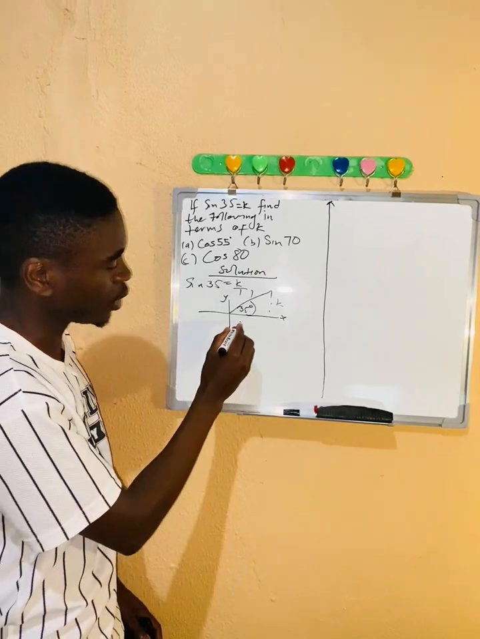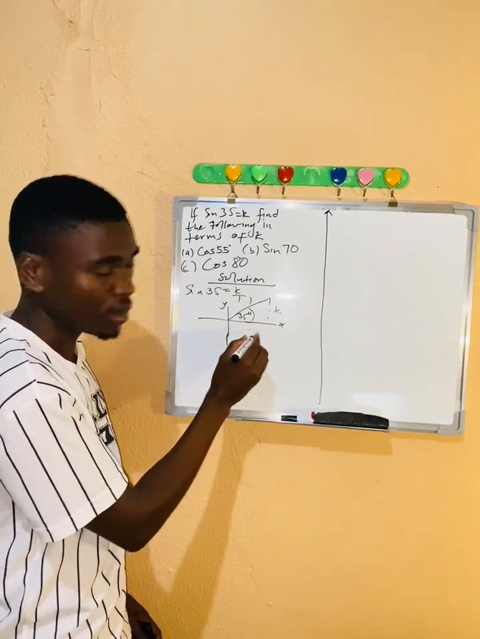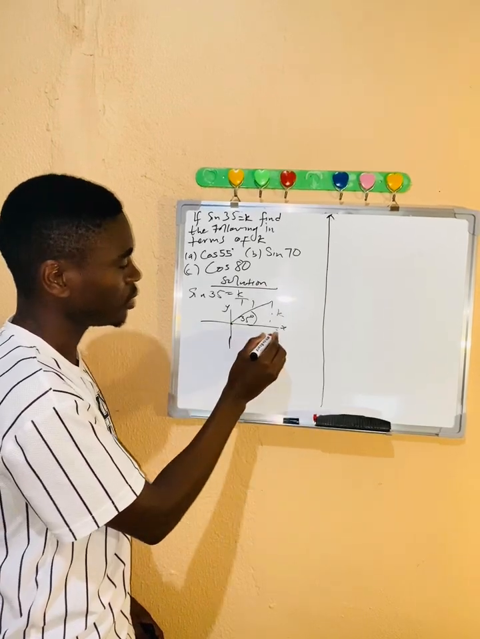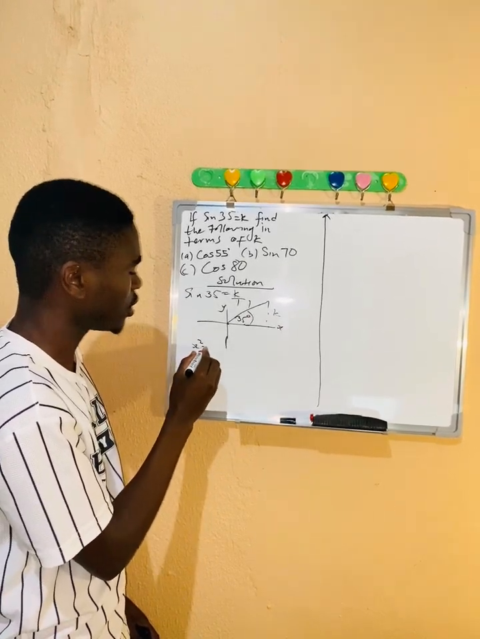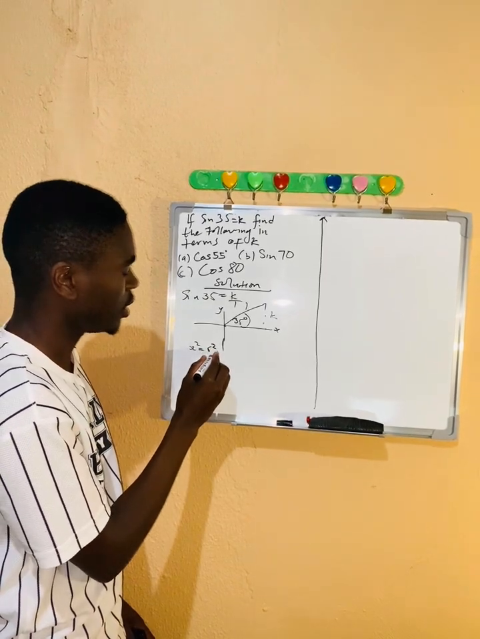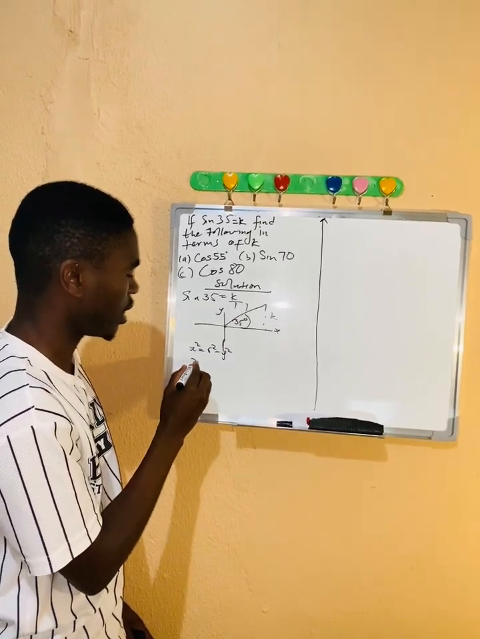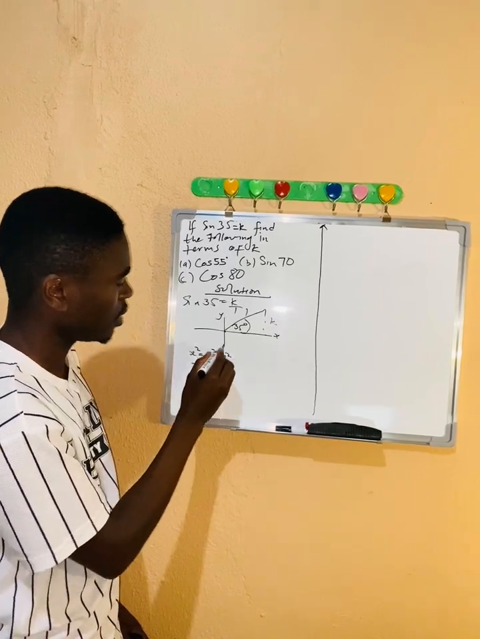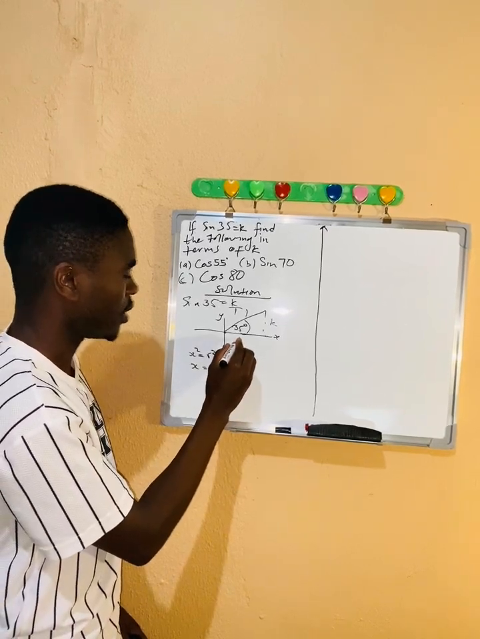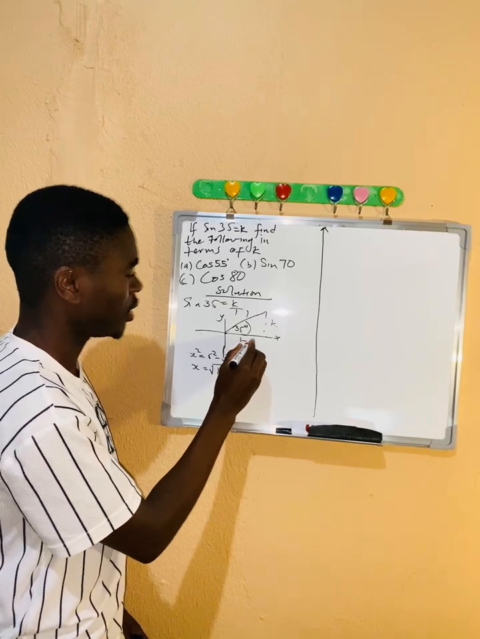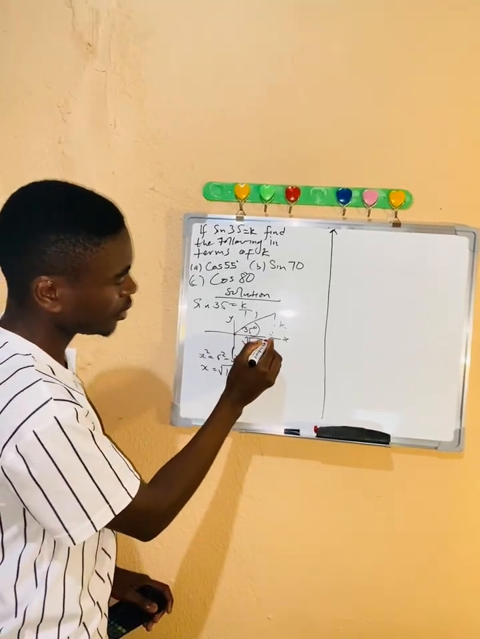So what are we looking for now? We must find the value of x, the distance from here to here. We're going to use Pythagoras theorem. So we have x squared is equal to r squared minus y squared. So x is equal to the root of 1 minus k squared. That's your answer there.